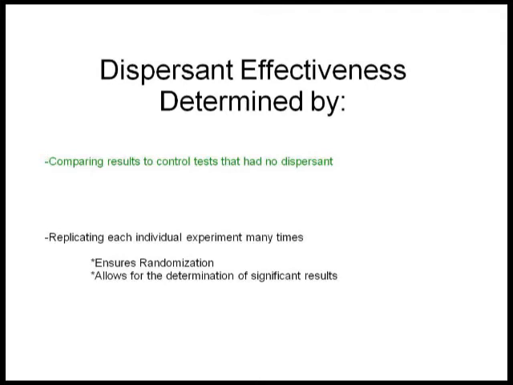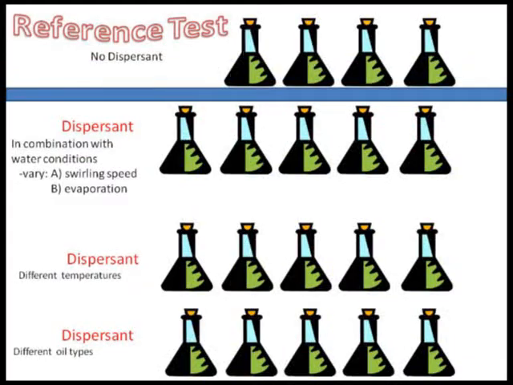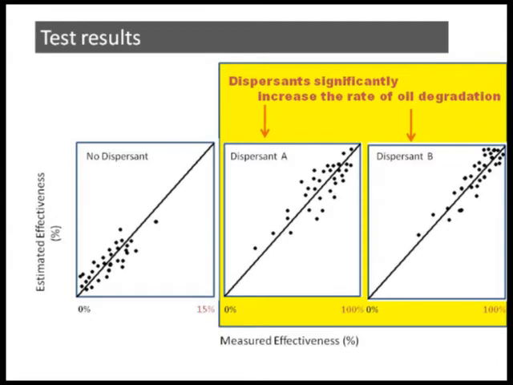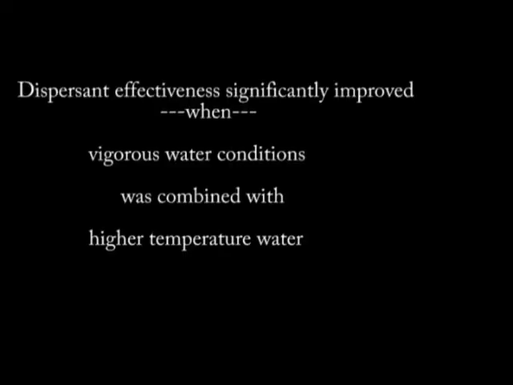Multiple flasks for each test were used, and then replicated multiple times to ensure that data was randomized and any findings could be determined as statistically significant. After extensive testing, dispersants were effective in breaking up oil slicks and forming small oil droplets. It was also experimentally proven that dispersant effectiveness significantly enhanced when combined with other external factors. The combination of vigorous water conditions and an increase in temperature led to these further increases in oil degradation rates.